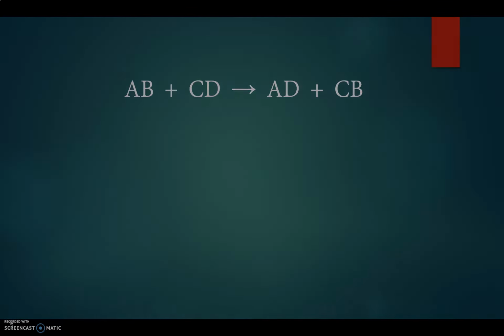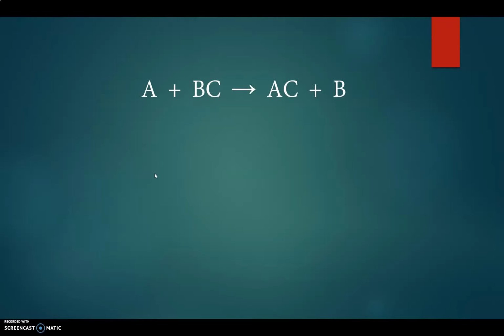Single displacement reactions differ from double displacement reactions in that instead of two compounds, we have an element reacting with a compound, forming a second compound and another element. So in this case, A takes the place of B, and B then becomes a neutral element.